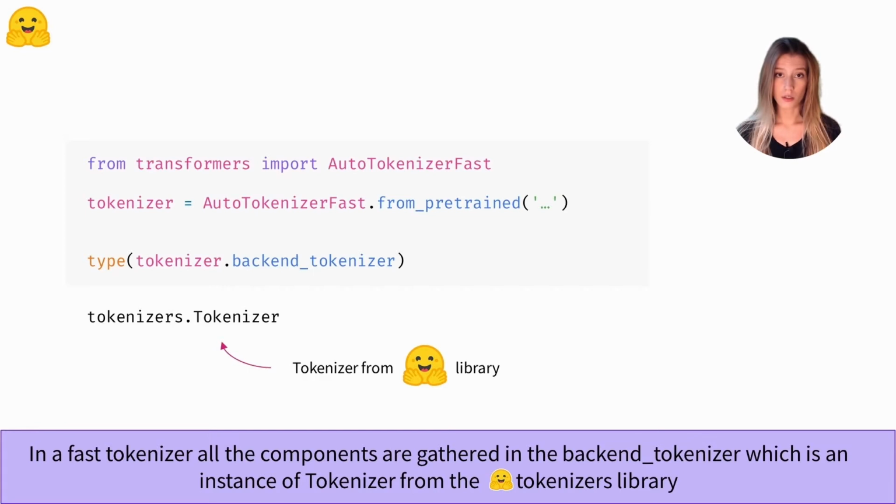In a fast tokenizer, all these components are gathered in the backend tokenizer attribute. As you can see with this small code snippet, it is an instance of a tokenizer from the tokenizers library.